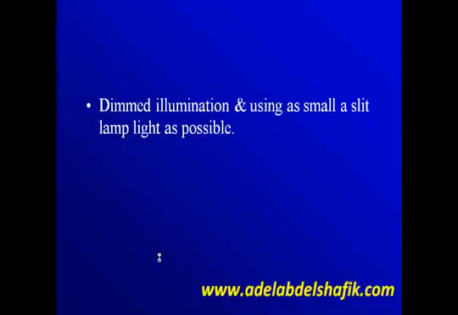Now, the amount of illumination used: you need to use minimal light, because if you use maximum illumination, there will be miosis, and the angle will be artificially open. So you want to examine the patient in a more physiological situation, so the illumination is dim, and the light slit, if you make it shorter and shorter, you have less illumination.